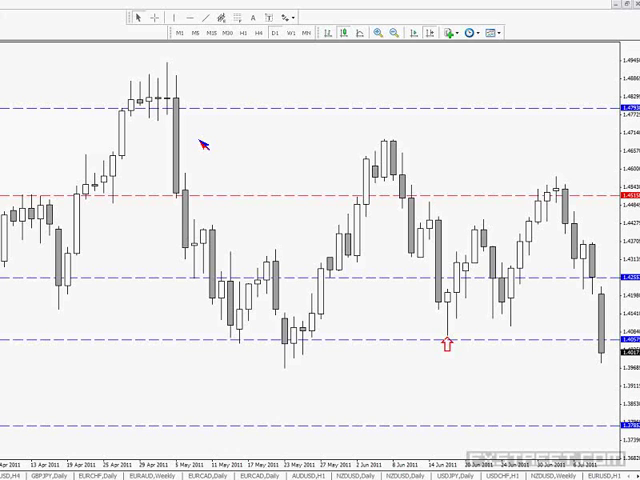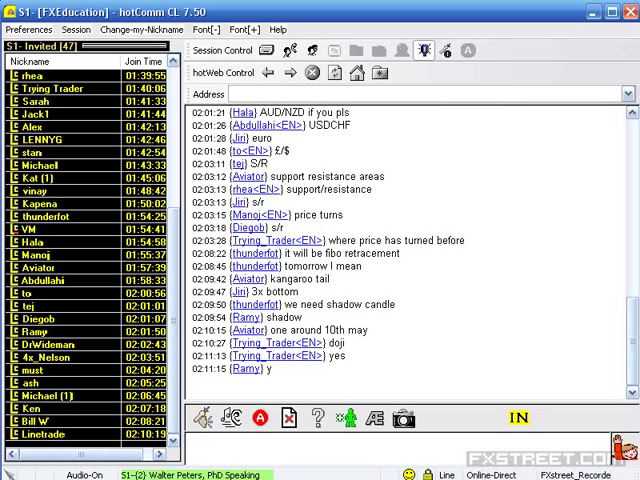Right here. I think that's a doji. Yeah, so all dojis are kangaroo tails, but not all kangaroo tails are dojis. Right. Okay. Alright, so let's see.